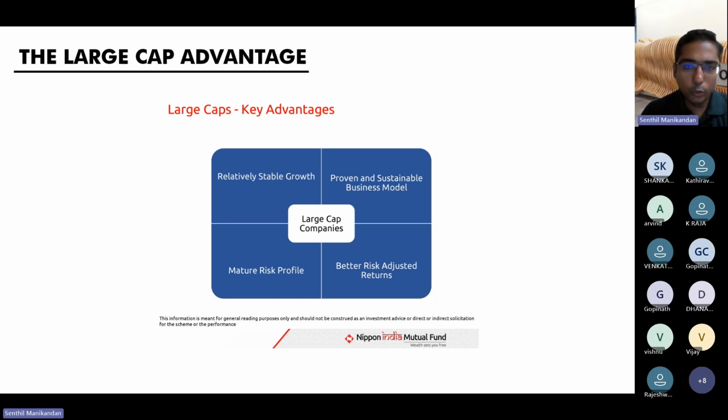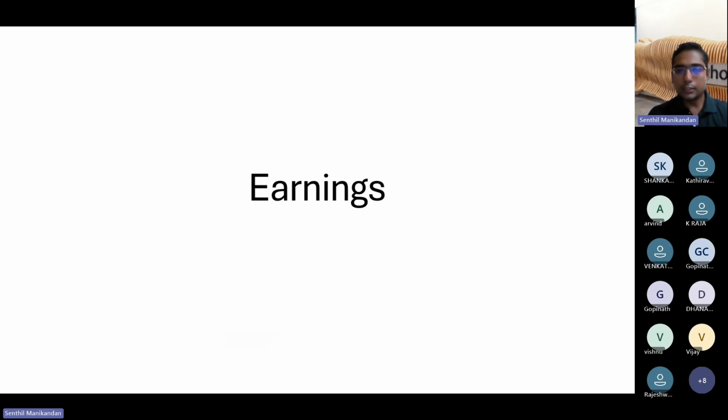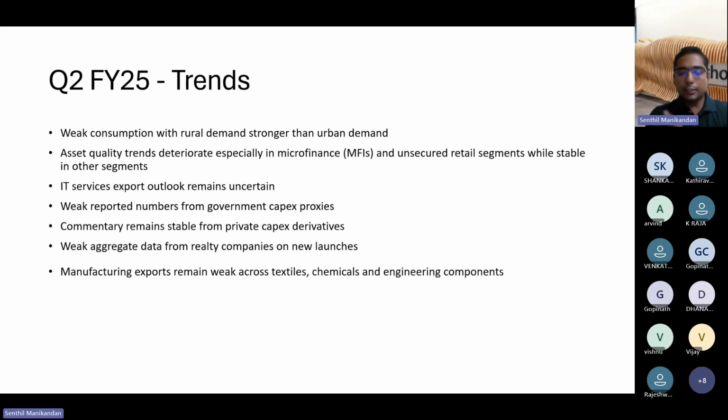Moving to the next section, earnings. The second quarter of FY25 earnings season is currently ongoing. Among the BSE 500, I expect more than 200 to 250 companies would have declared results so far, and within the Nifty, almost all companies have declared results. So these are the key trends that we found in the ongoing result season.